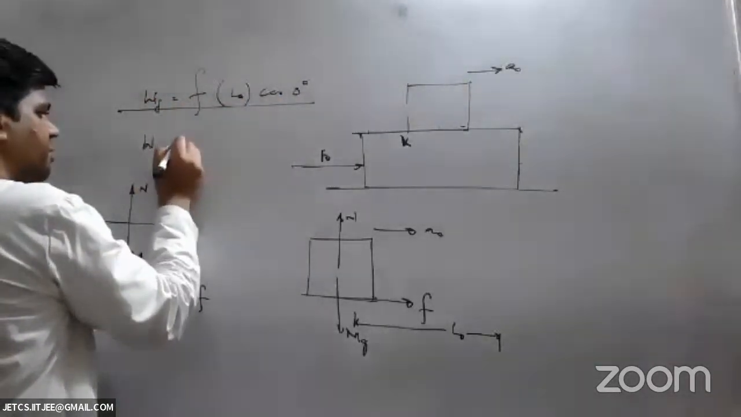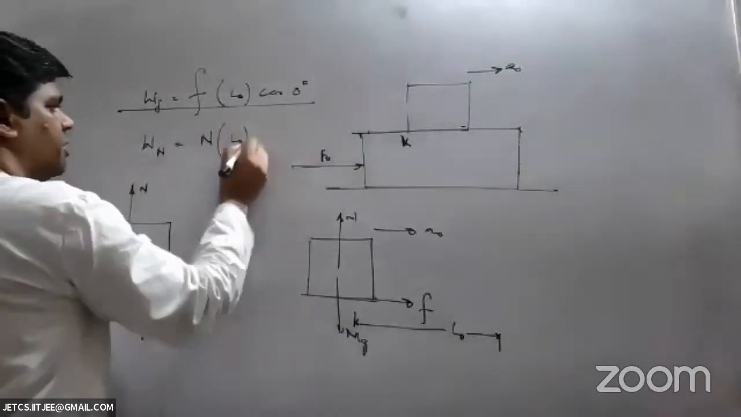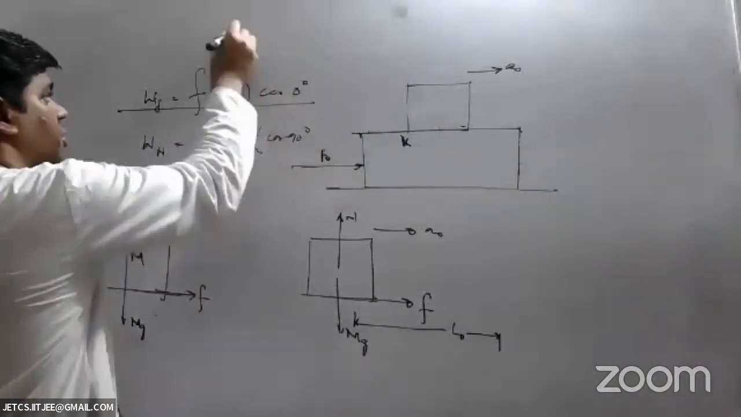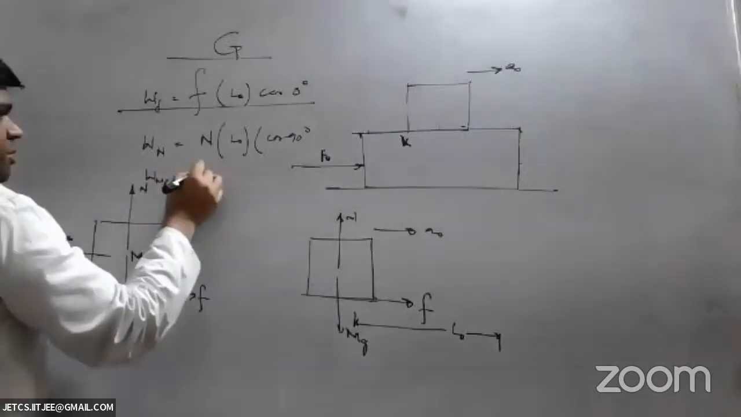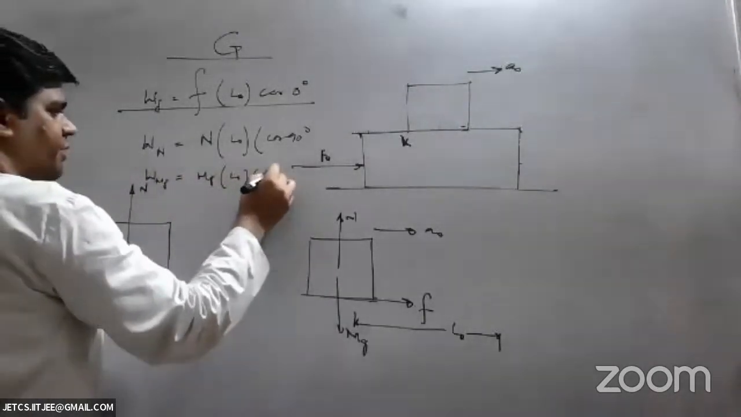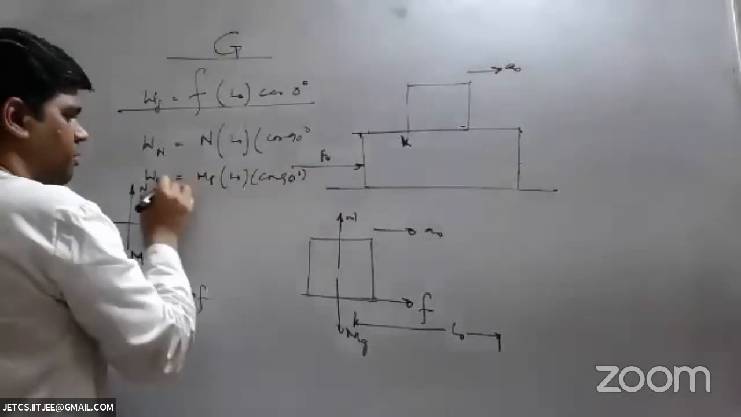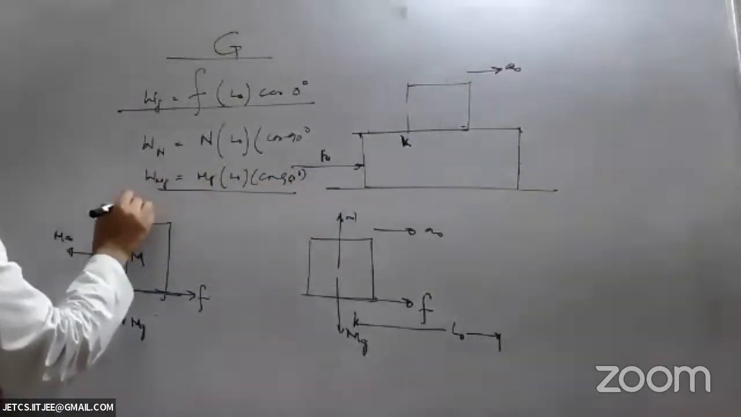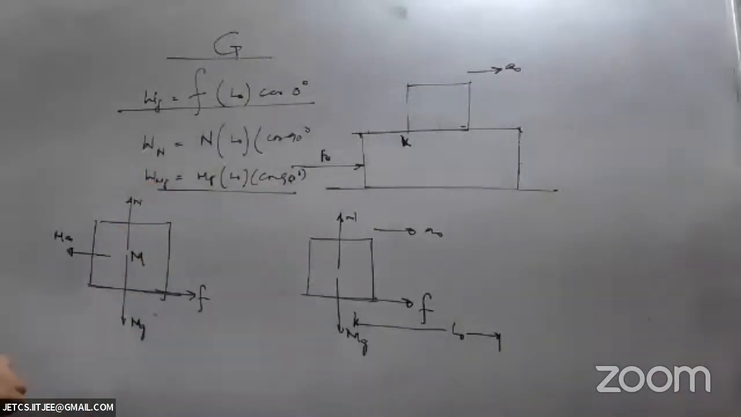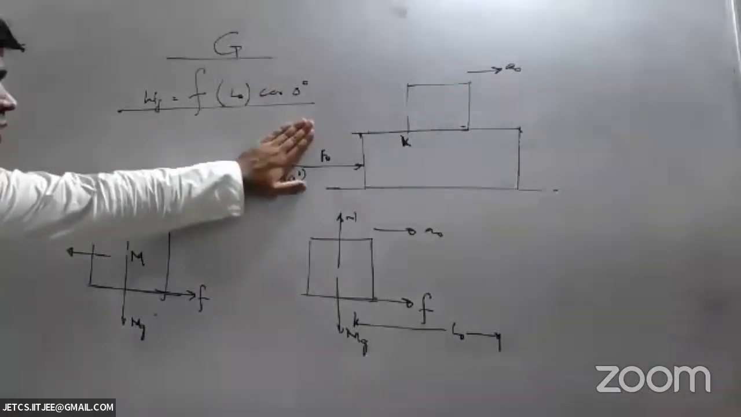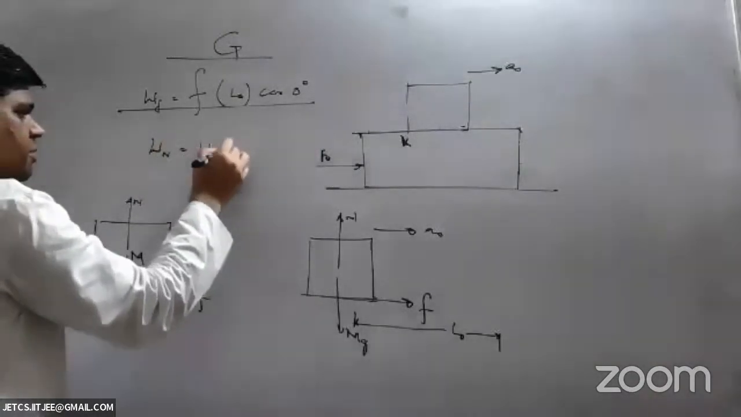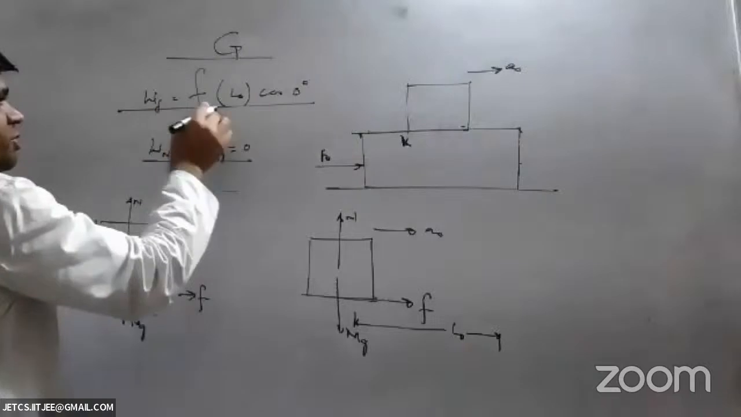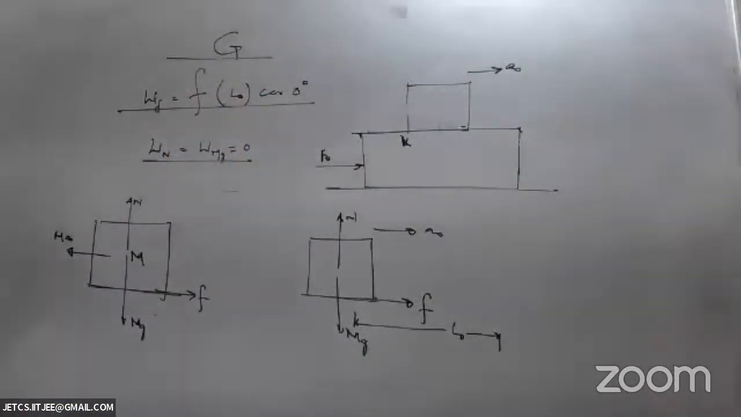Work done because of normal reaction: normal reaction into L naught into cos of 90. This is all from ground frame. Work done by mg: mg into L naught into cos of 90. Is it okay now? Yes, sir. Those two become 0. Normal reaction and mg work becomes 0. Work done due to mg equals 0. Work done because of friction is positive. All right, F into L is the answer.